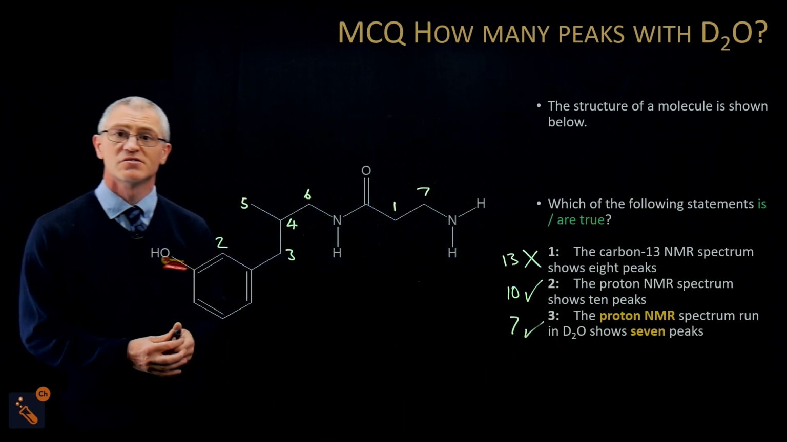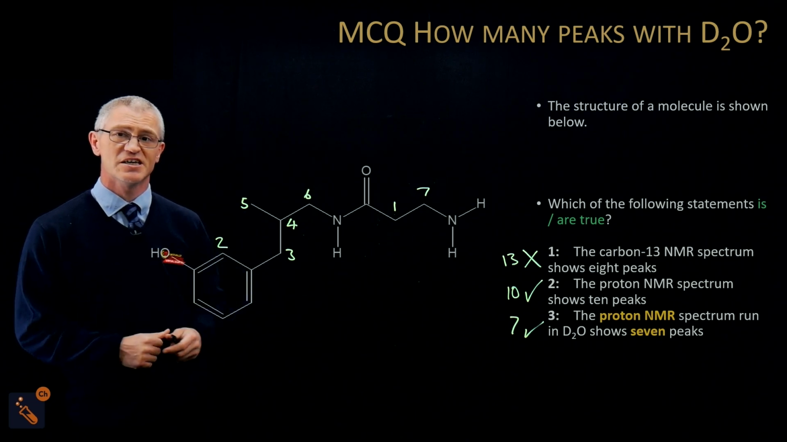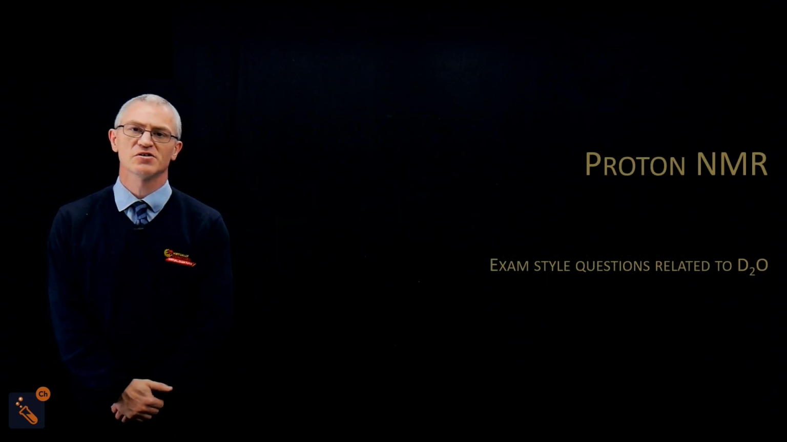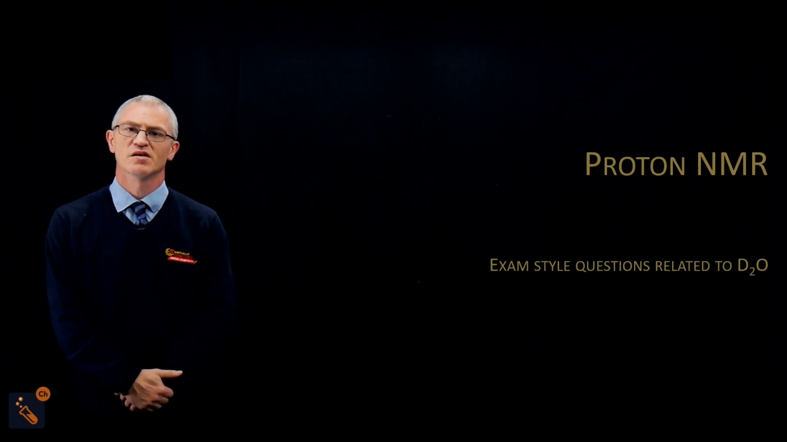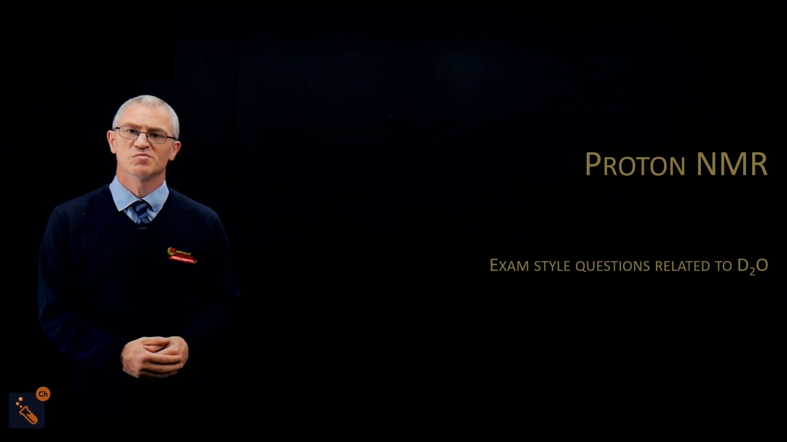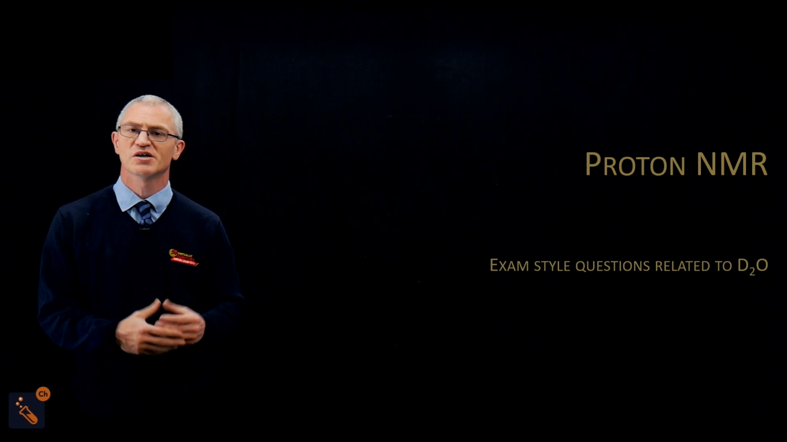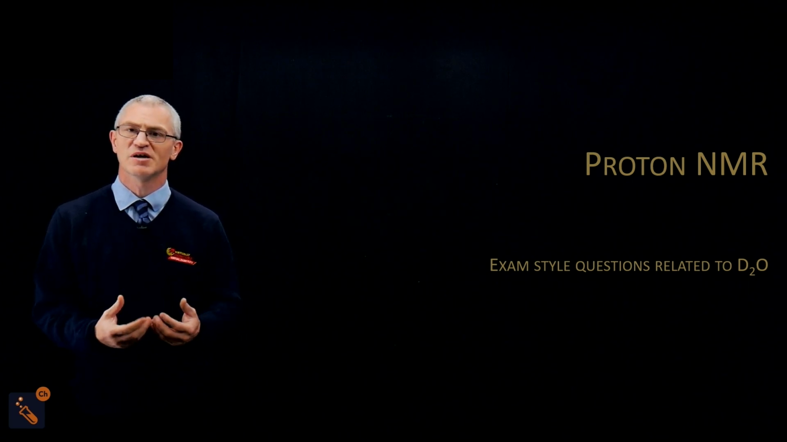So in this question, D2O does have 7 peaks because you've eliminated the amine, the amide and the phenol. In this video we've looked at D2O and how it affects proton NMR and some exam style questions related to that as well. You can also see D2O being used in our combined techniques videos, which combine NMR, mass spectrometry, IR and some elemental analysis.